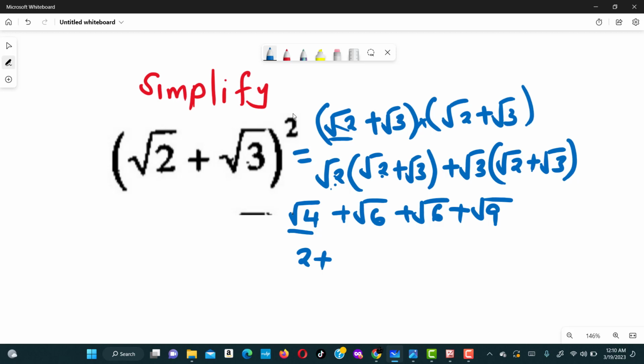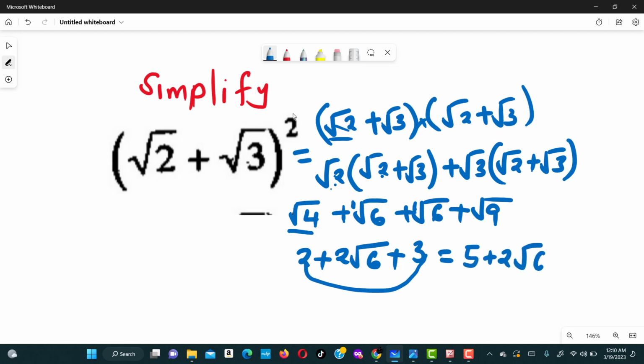The coefficient of the square root of 6 is 1 here, although we don't show it, and the coefficient of this root 6 also is 1. So 1 plus 1 is 2. So we have got 2 square root of 6, 2 root 6. Then plus the square root of 9, which is the same as 3. Now we can also add 2 plus 3, and that gives us 5 plus 2 the square root of 6. So that is the lowest form of this surd.